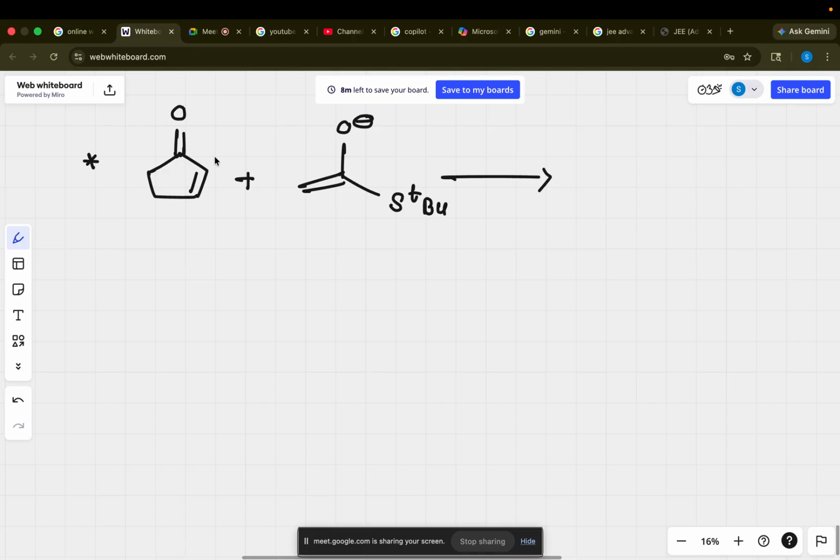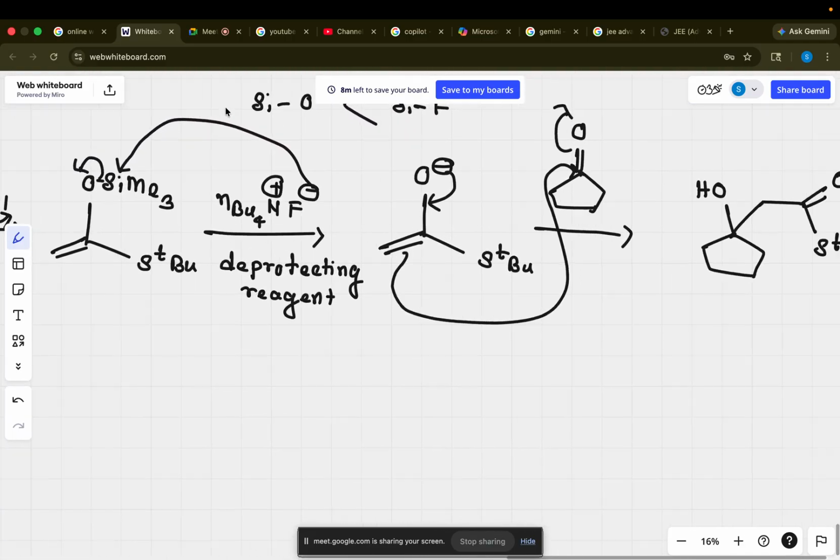Yes, sir. So where it will attack? 1 2 attack or 1 4 attack? 1 4 attack, sir. Enolate ion. 1 2 or 1 4? 1 4, right? Because this negative charge is in conjugation. So this is a soft thing. This oxygen is a hard center, but this carbon is your soft center. So if you have a soft center, this position is your hard and this position is your soft. So what it will do? It will do your 1 4 attack. Don't attack here. See, in the above cases we have no option.